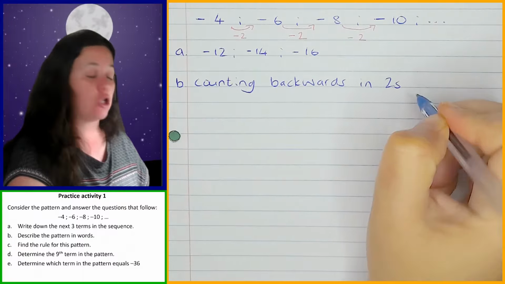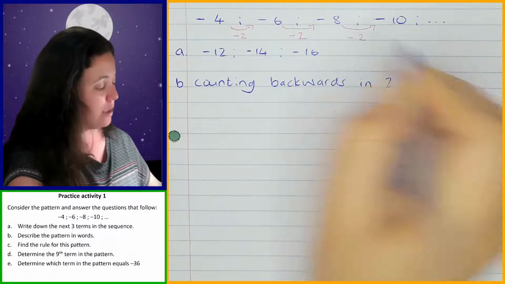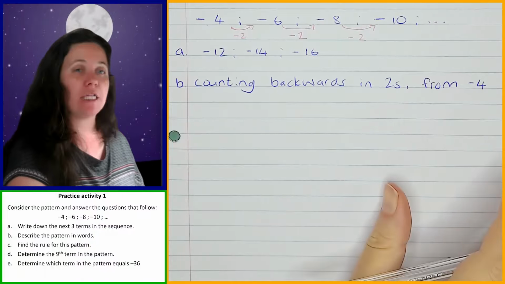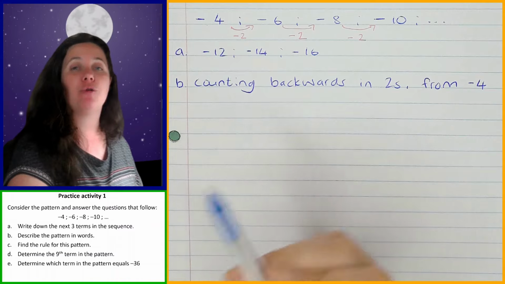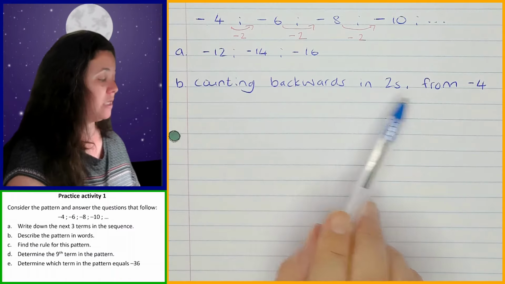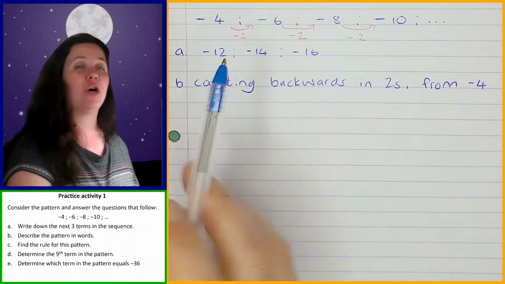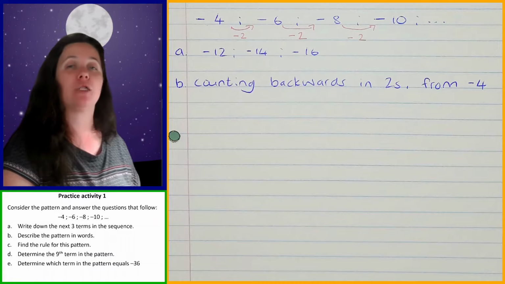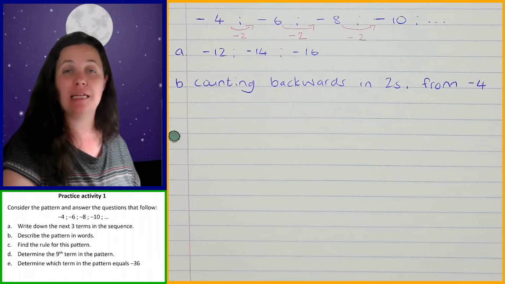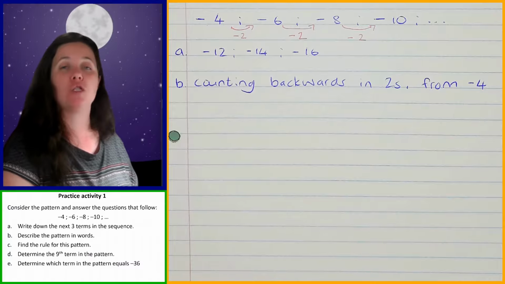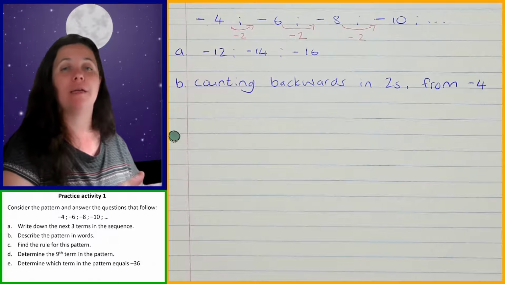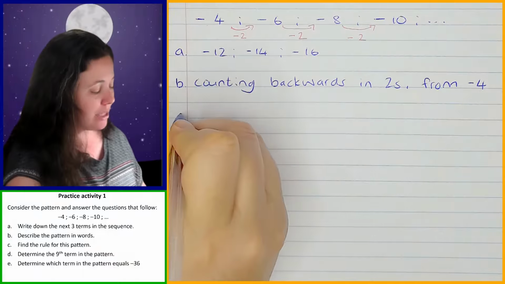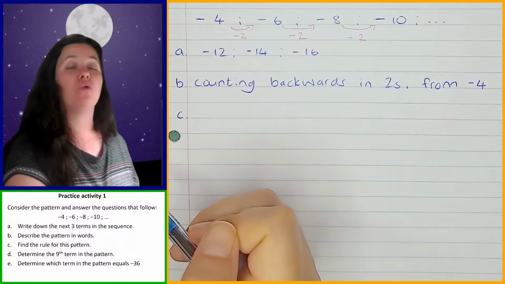And then I have to say what the starting point is. So it's from -4. When you are describing a pattern in words, this is one way of doing it, by saying how you're counting. You're counting backwards in 2s from -4. You could also describe how you get from the one term to the next by saying that we subtract 2 from each term to get the next term, again starting from -4. That's the other way of doing it. And then you can also talk about the relationship between the term number and the term, which is basically saying the rule in word form. Okay, then question C, we had to work out what the rule for this pattern was.